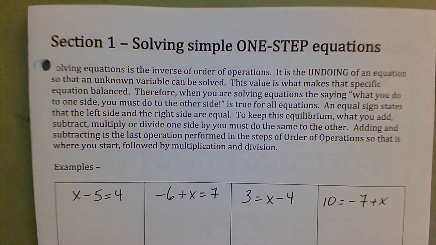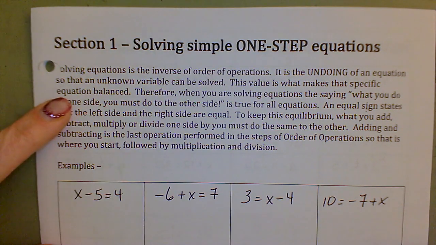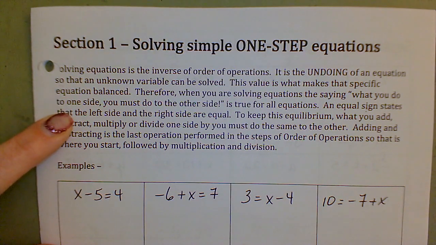Section 1 is one-step equations. Solving equations is the inverse of order of operations. It is the undoing of an equation so that an unknown variable can be solved. This value is what makes the specific equation balanced. Every equation has to be balanced. It means the left-hand side has to equal the right-hand side. Otherwise, the equal sign would not be there.